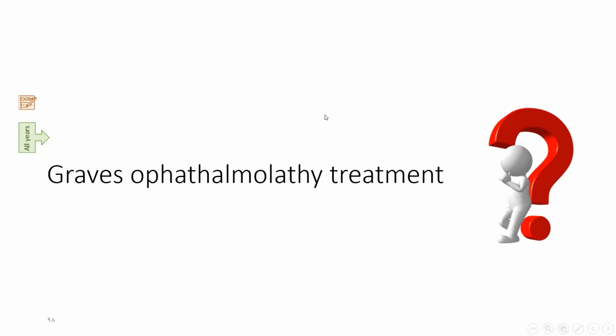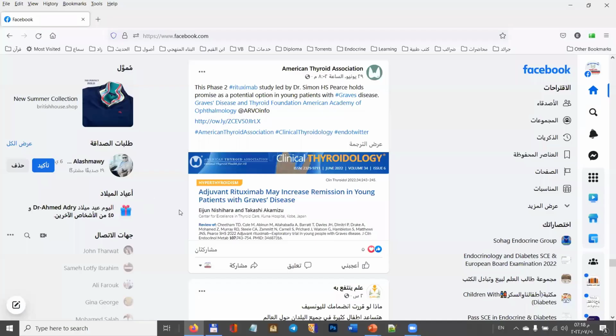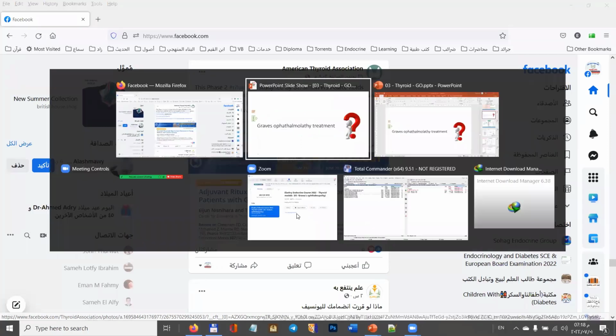So I will continue. This is a recent paper presented in Clinical Thyroidology, the official journal of the American Thyroid Association: adjuvant rituximab may increase remission in young patients with Graves' disease. This is some of the recent drugs that may be used in the management of Graves' disease other than radioactive iodine ablation, surgery, or anti-thyroid drugs. There are a lot of new medications that may be used in the management of Graves' disease.